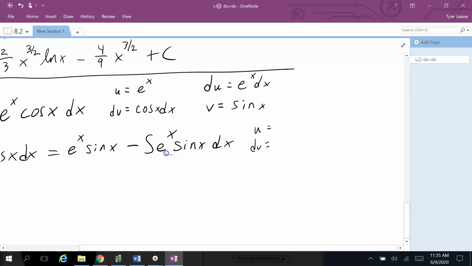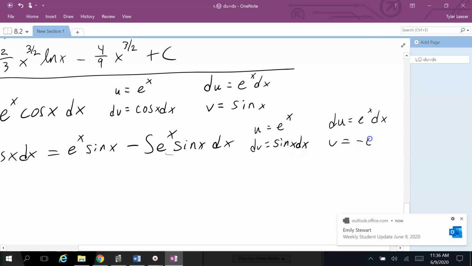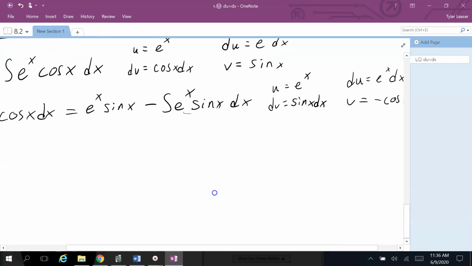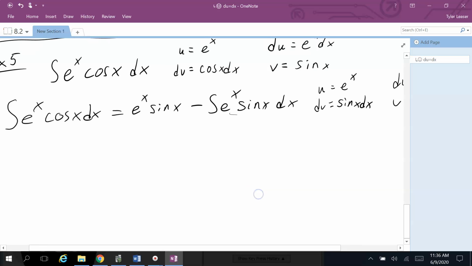So for this integral here, again, I'm going to let u be the e to the x, dv I'm going to let be the sine x dx. Then du is still e to the x, but with the differential dx. The antiderivative of sine x, got to be a little bit careful here because it's actually negative cosine x.